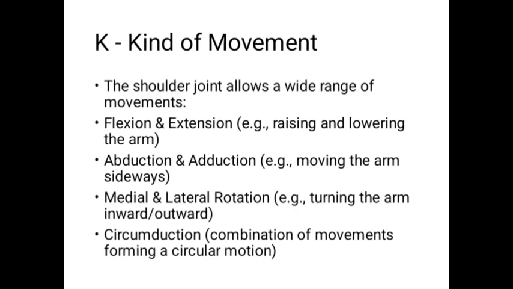Now, the kind of movement for K: the shoulder allows a wide range of movement. We have flexion and extension, adduction and abduction, medial and lateral rotation, and circumduction. Flexion and extension is raising and lowering of the arm. Adduction and abduction is moving the arm sideways. Medial and lateral rotation is turning the arm inward and outward. Circumduction is the combination of the movements forming a circular motion.